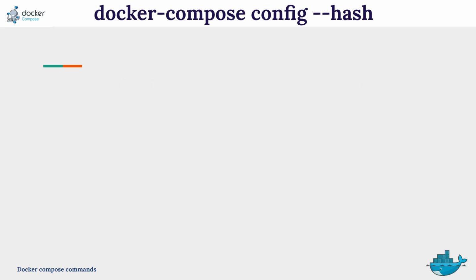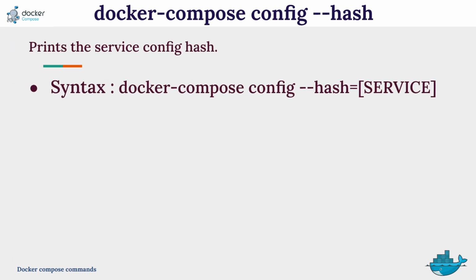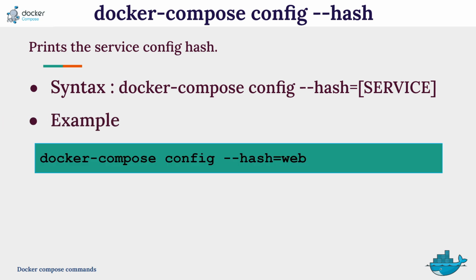Next command is docker compose config --hash, which prints the service config hash. Let's see the syntax. The usage of the docker compose config --hash command starts with the docker compose config --hash keyword, followed by the service, and outputs a hash of the service configuration.